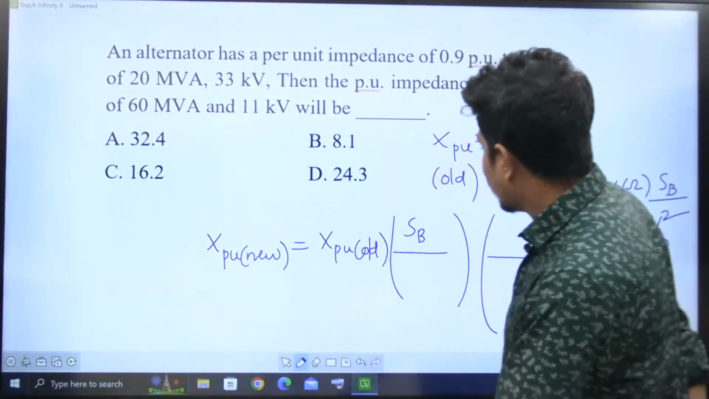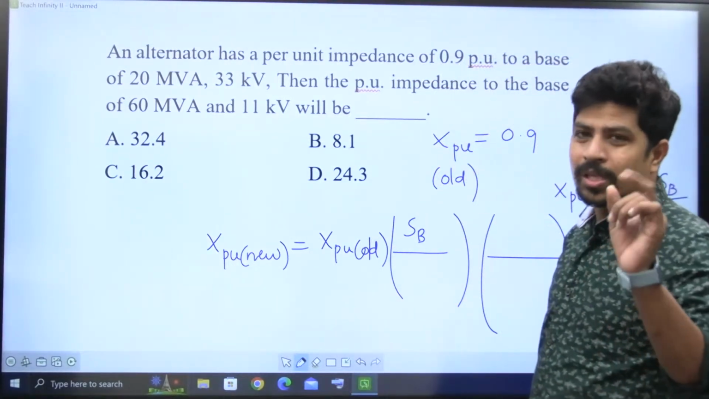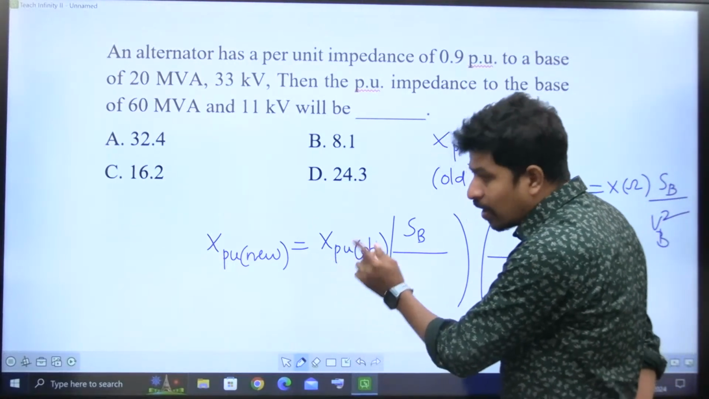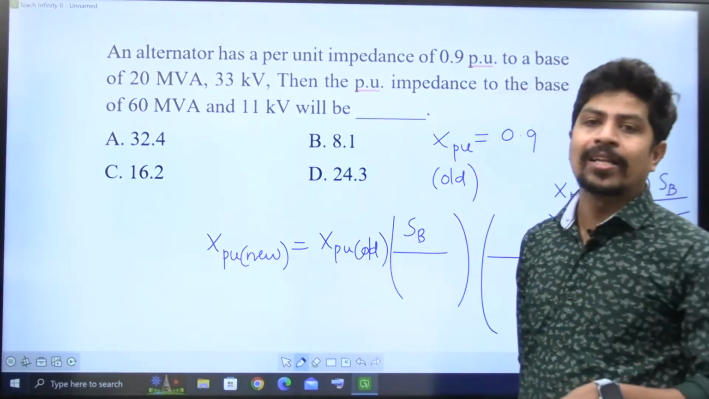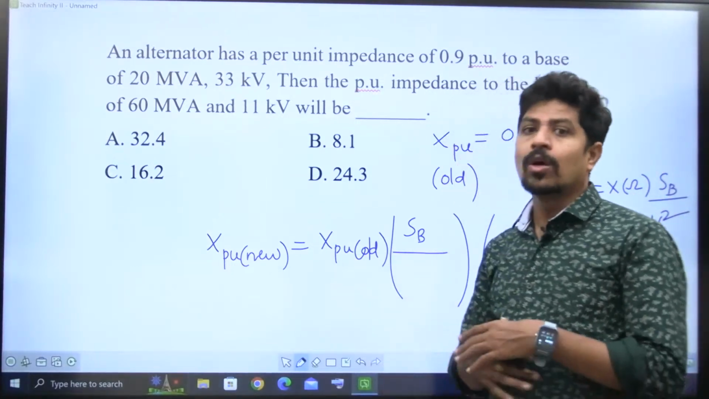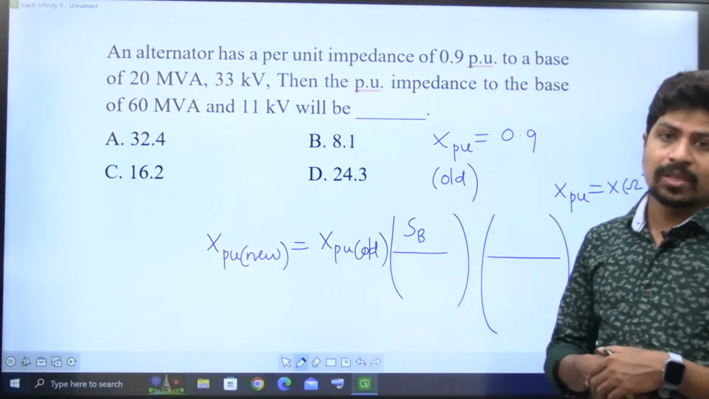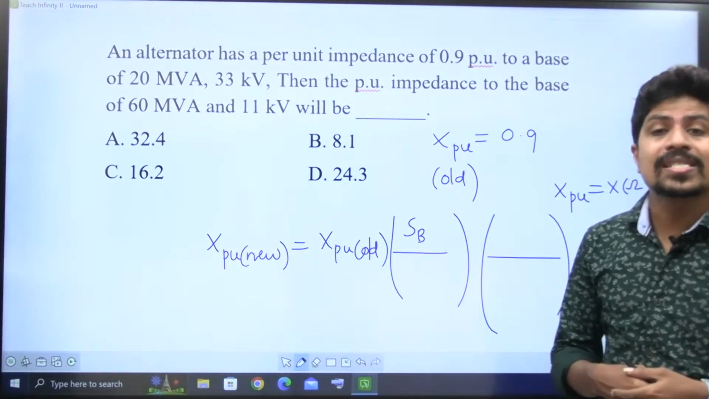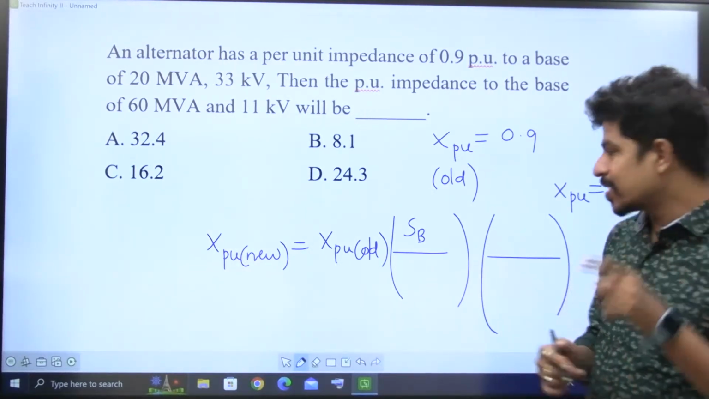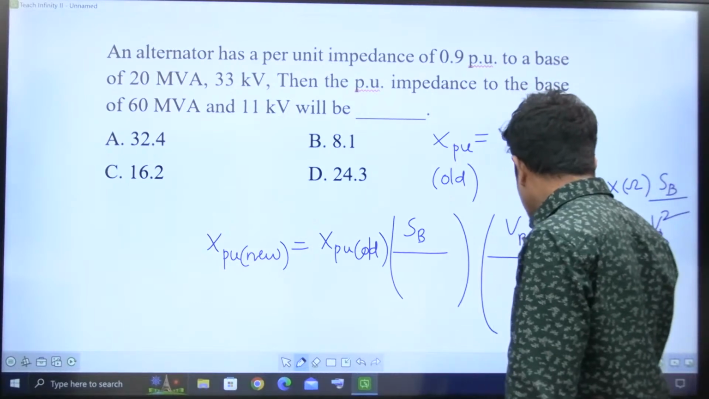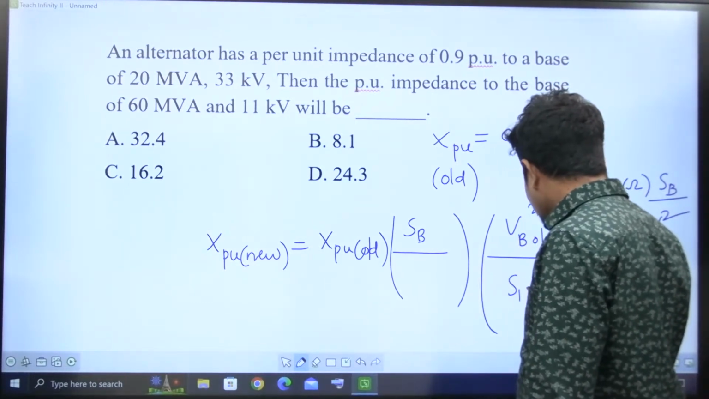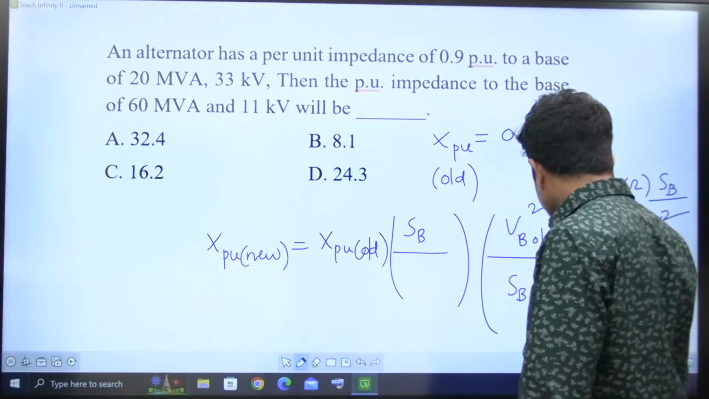Let's understand how to remember this formula very easily. You have the old per unit value. First of all, get the ohmic value from this old per unit value. How to get the ohmic value? Multiply with the old Z base. What is the Z base formula? V base whole square by S base. So V base old whole square by S base old.